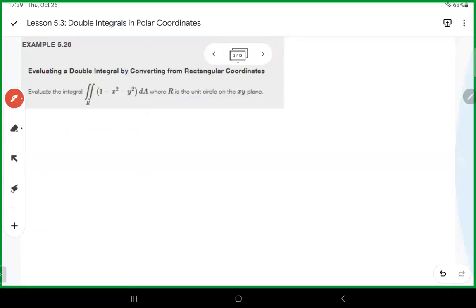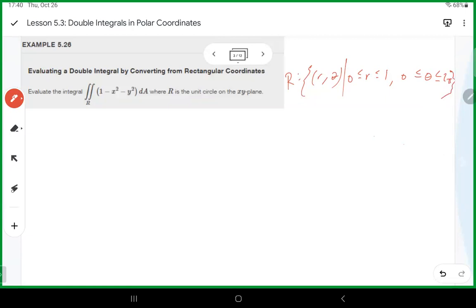All right, so evaluating a double integral by converting from rectangular coordinates. So we want to evaluate the integral. It's given where R is the unit circle on the XY plane. So if the region R is the unit circle, then what we can describe that as is that the region for r comma theta would be 0 to 1 for r, and 0 to 2 pi for theta.